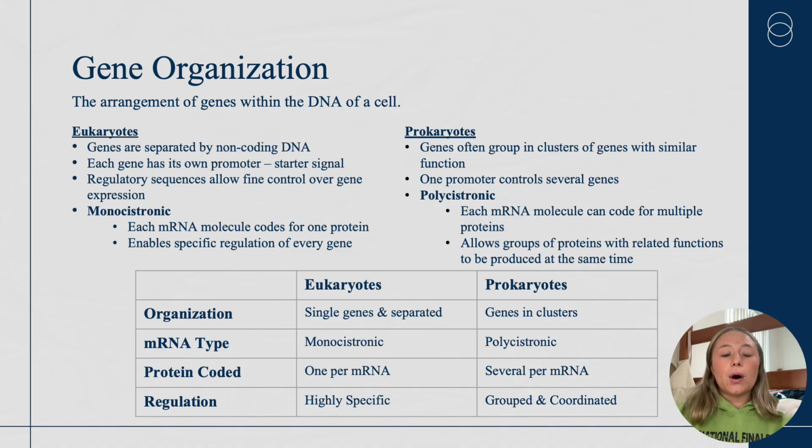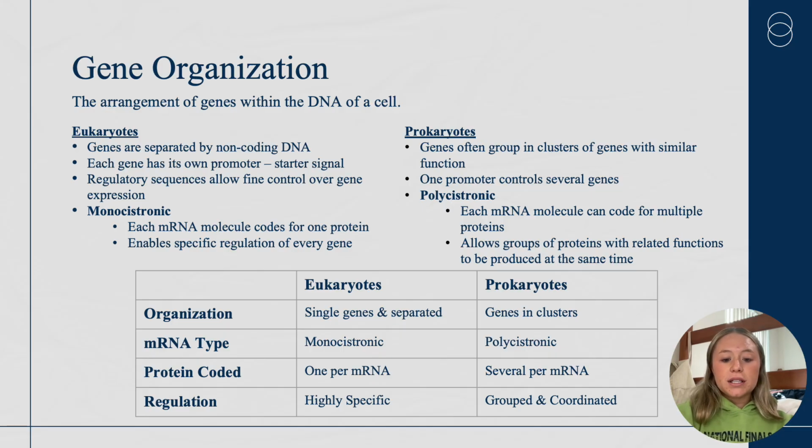Most important part about gene organization in eukaryotes is that they are monocistronic, which means that each mRNA molecule codes for only one protein, and that enables specific regulation for every gene. Prokaryotes, their structure is composed of genes that are often grouped in clusters of genes with similar functions. There is only one promoter for several genes in prokaryotes. Also, most important for the organization, prokaryotes are polycistronic, meaning that each mRNA molecule can code for multiple proteins, and this allows groups of proteins with related functions to be produced at the same time.